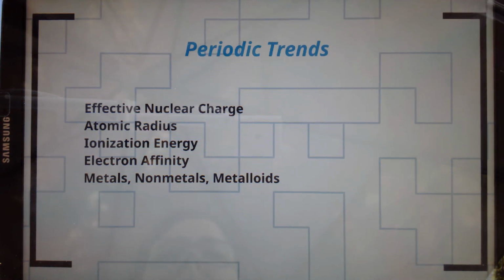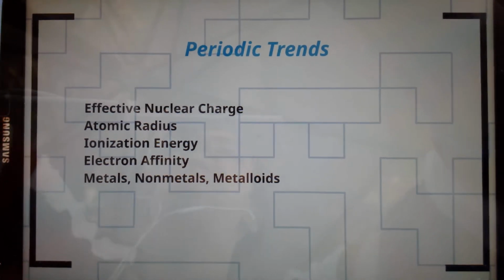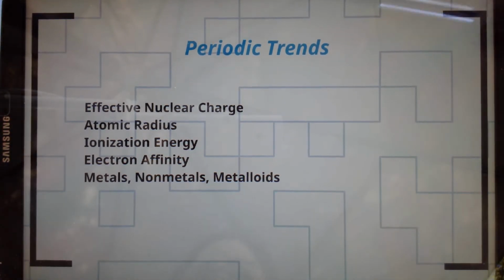All right, so we are starting now chapter 7, which deals with periodic trends. Periodic trends include things like the effective nuclear charge, the atomic radius, ionization energy, and what is called electron affinity. We're also going to briefly discuss metals, nonmetals, and metalloids, but we're really going to concentrate on sections 7.1 through 7.6. Anything beyond that, we're not going to cover in this chapter.